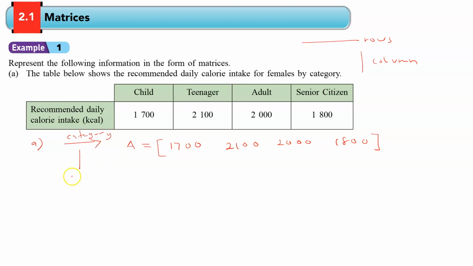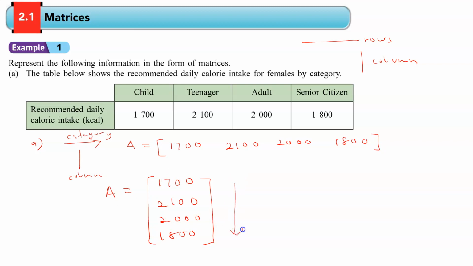Kalau awak nak susun dalam bentuk column, so kita guna matrix A, awak akan susun sebagai macam ni. Menegak. Kalau column tu maksudnya menegak. Kalau rows means horizontal. So kategori dia kalau dibaca untuk yang ni, dibaca child, teenager, adult, senior citizen. Kalau untuk column matrix, kita akan baca child, teenager, adult, senior citizen. Kita akan baca secara vertically.